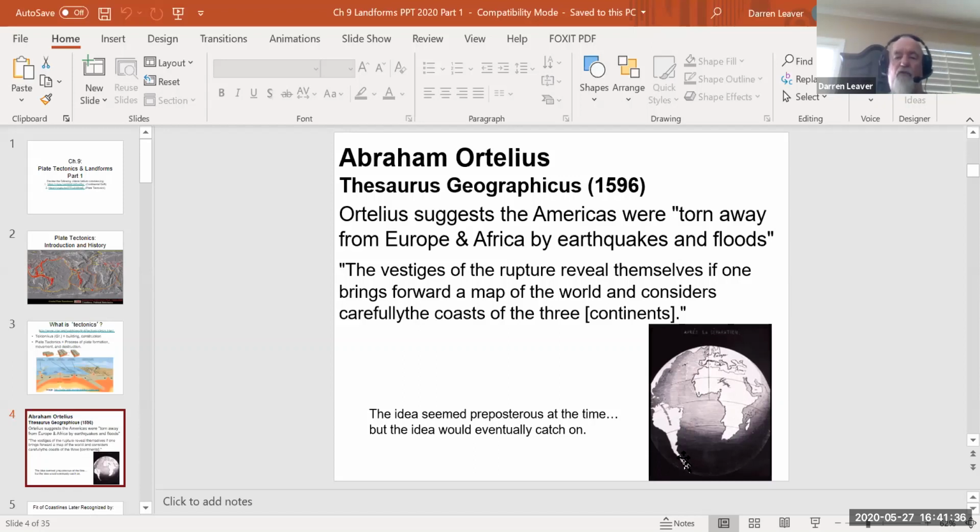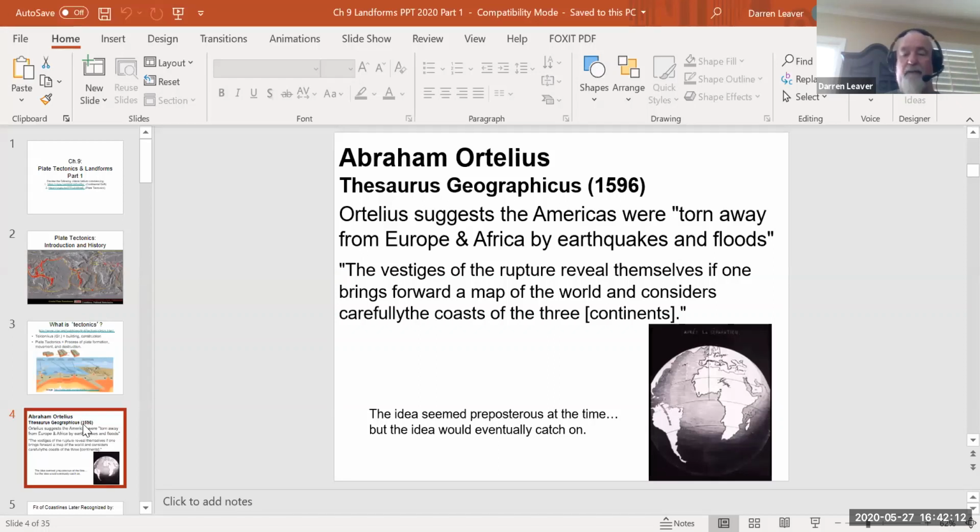So for the first time when these maps were created, people could look at them and go, whoa, wait a minute, look at this. This thing and this thing look like they fit together, as if these continents were torn away from each other by earthquakes and floods. The first person credited with that is Abraham Ortelius in 1596. Not the only one to come up with the idea, but one who was widely accepted as speaking about it prolifically at the time.